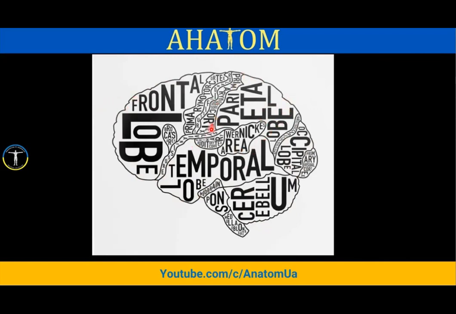Between frontal and parietal lobes is present, for example, the longitudinal fissure, central sulcus, primary motor cortex, it's a precentral gyrus, and postcentral gyrus, it's a primary sensory cortex. And in a different part here, for example, medulla oblongata, pons, midbrain.